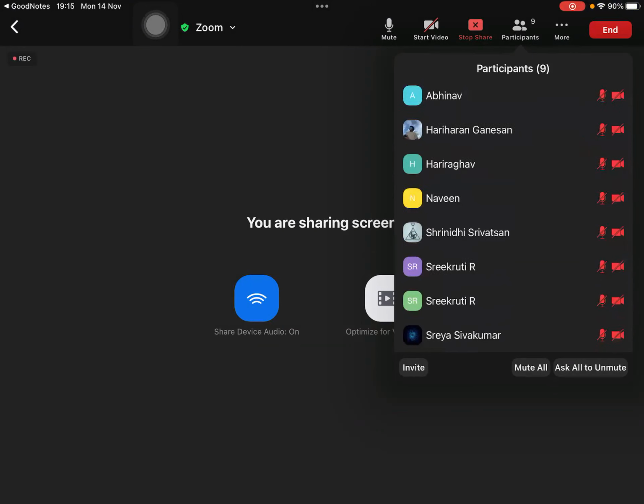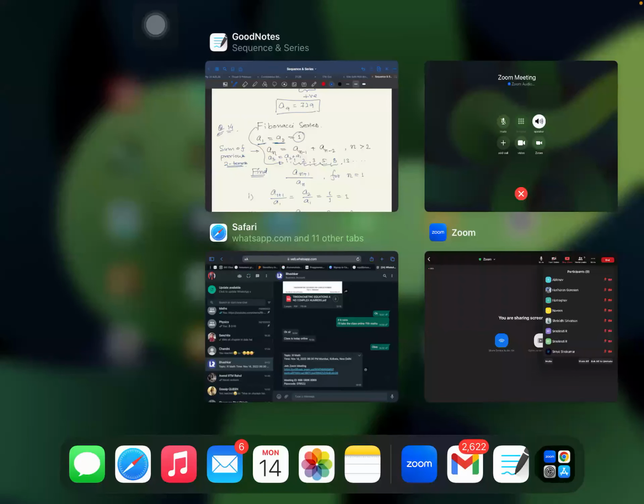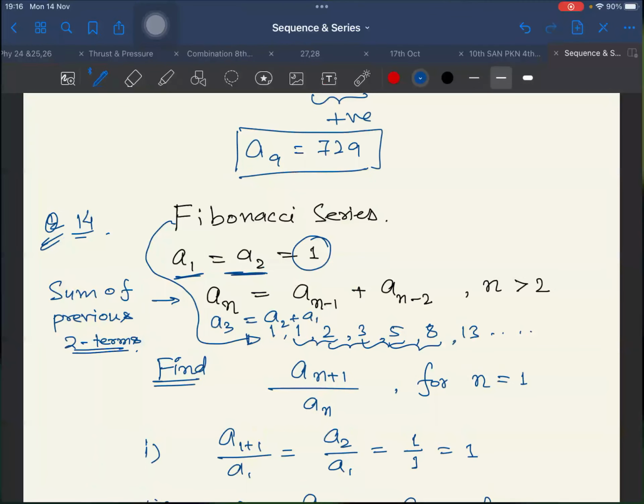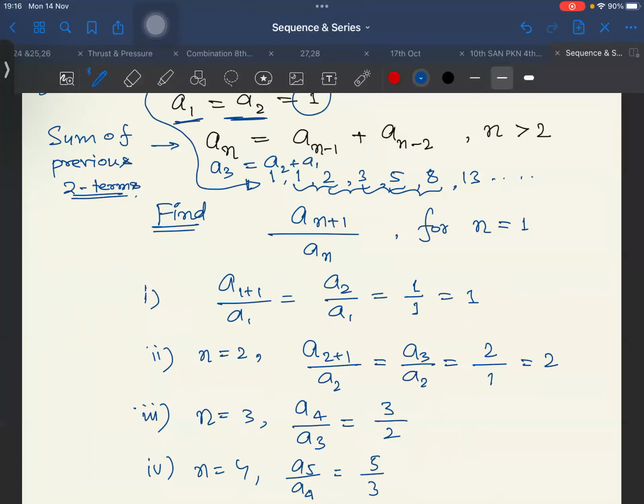All right. So what is the 13th term of Fibonacci series? Find the 13th term of Fibonacci series.